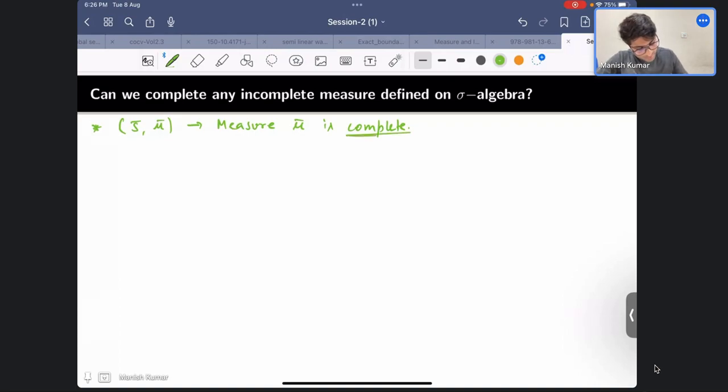What does complete mean? Can anyone tell me the definition of a complete measure or complete measure space? Do you remember? It says that suppose E belongs to S bar and mu bar of E is equal to 0. Then for all F subset of E, F will belong to S bar and mu bar of F will be 0.